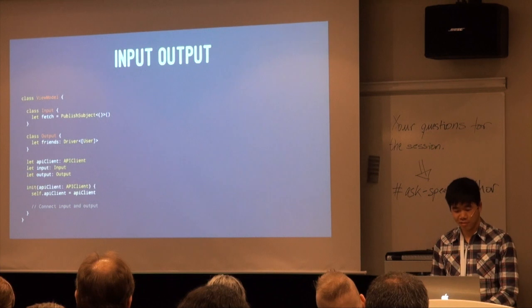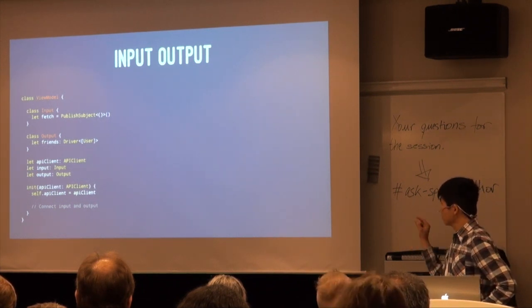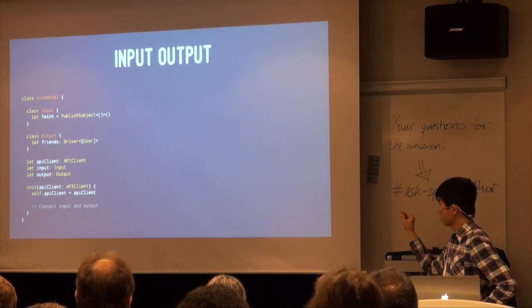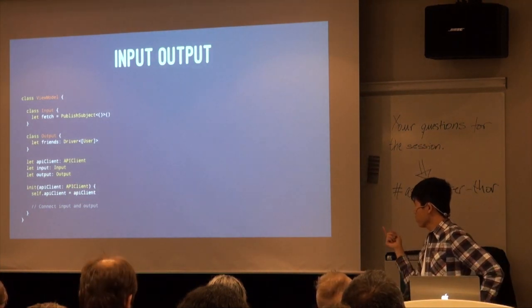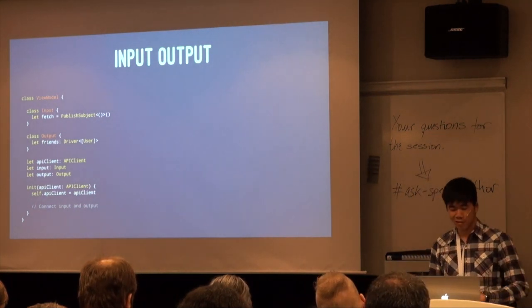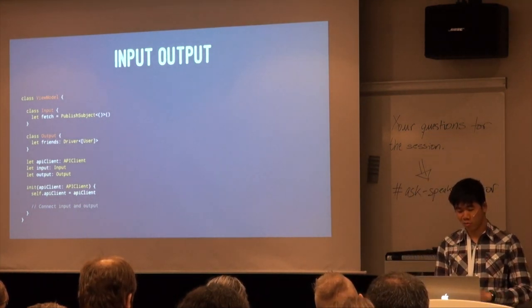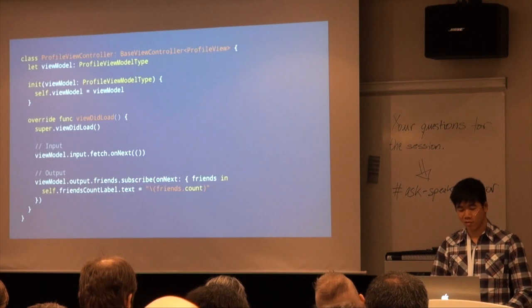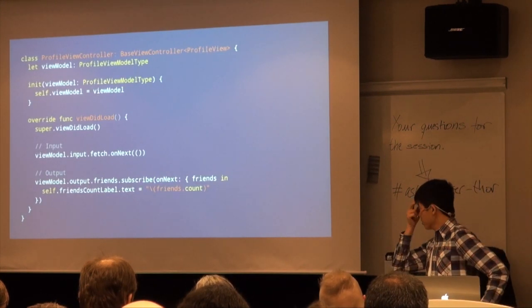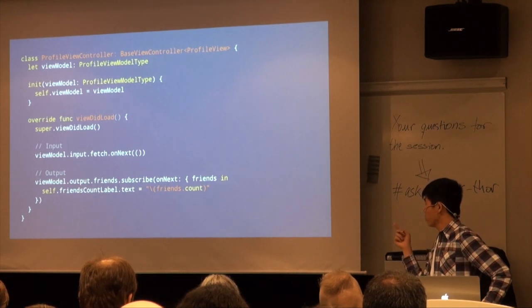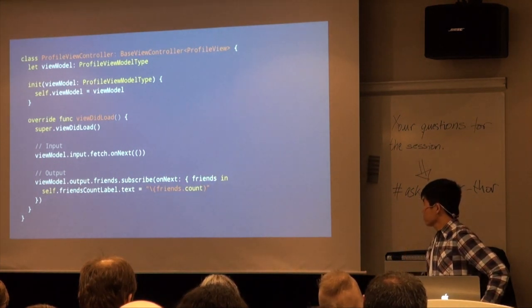The last thing is, when possible, you should divide the input and output from the view model, like from the class input and output, so that the view model can just combine the input to the output. And here in the view controller, it is very clear which is input and which is output. It helps a bit.